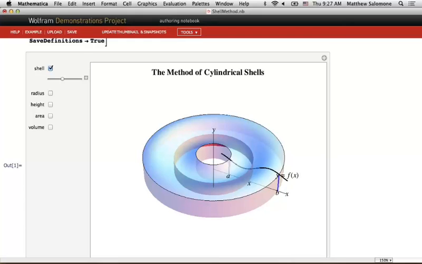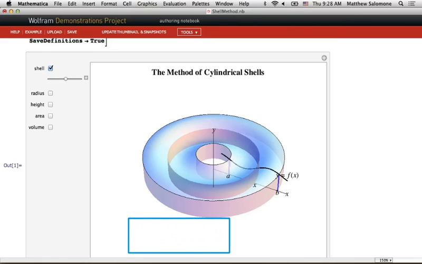Soup can labels. If we take this soup can label that's at some point X, and we cut it and put it on the table, we're going to get a rectangle. So we just need to find out what is the area of that rectangle. Well, we know how to find the area of a rectangle generically. It's just going to be the length times the width.